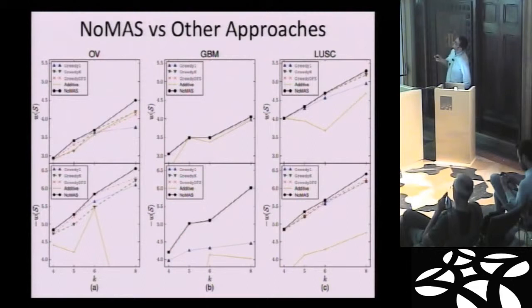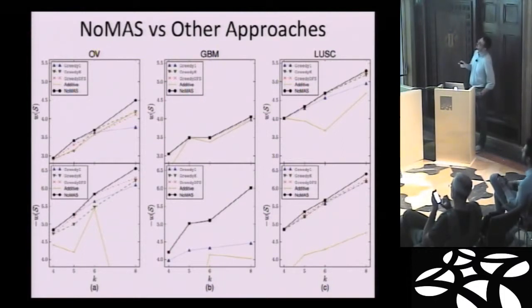Now let's look at the results of NOMAS compared to other approaches. We have three different columns corresponding to three different datasets from the Cancer Genome Atlas, and two rows, one looking for subnetworks that have the highest association with short survival, and one looking for subnetworks that have the highest association with long survival. Here we have different curves, one for our algorithm, one for different greedy strategies that one could use, and one for the additive version of an algorithm.